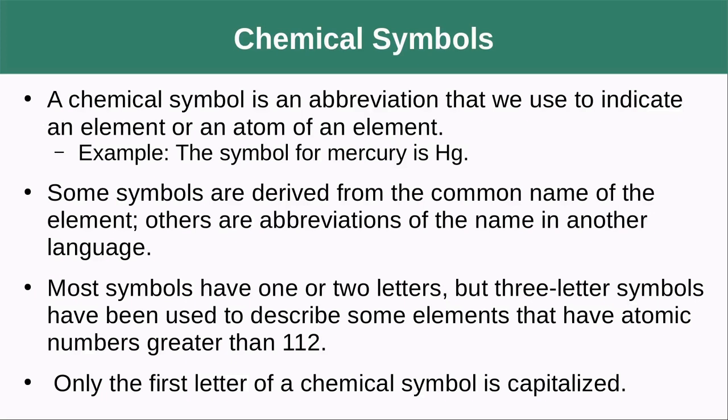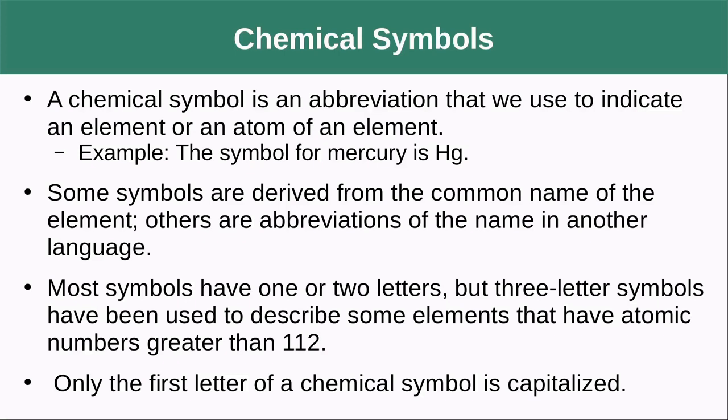So chemical symbols. Chemical symbols, you've probably seen these before. They're the symbols that you see on the periodic table. They're used to abbreviate elements. Mercury, for instance, has a chemical symbol of Hg. A lot of them were derived from really old names that they had for the elements. Some of them are other languages, so they don't always make a lot of sense to a native English speaker. But you just kind of remember them.